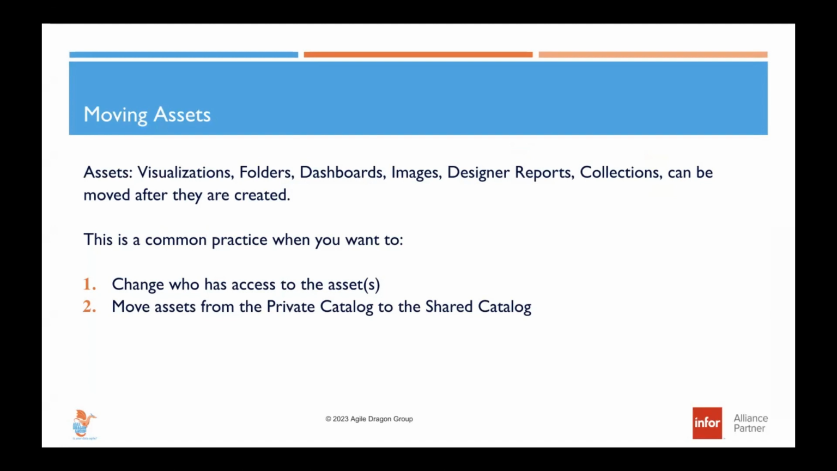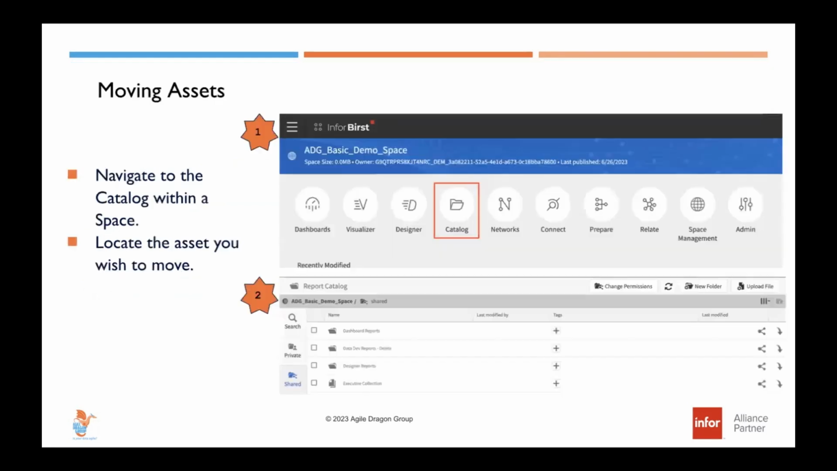For example, if you're building a new dashboard and you're saving that dashboard to your private catalog, when you're ready to share that dashboard with other users, you would then move it to the shared catalog. The way that we do this is very simple. First things first, you want to navigate to the catalog and find the asset that you want to move.